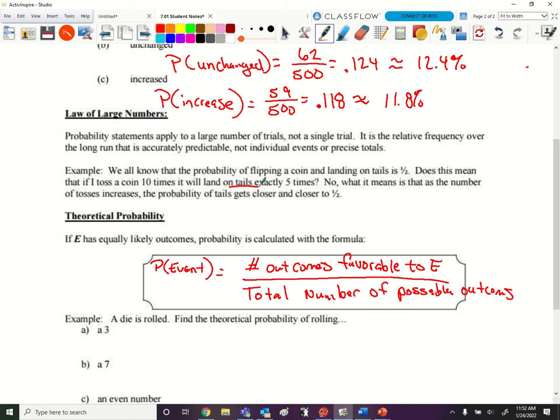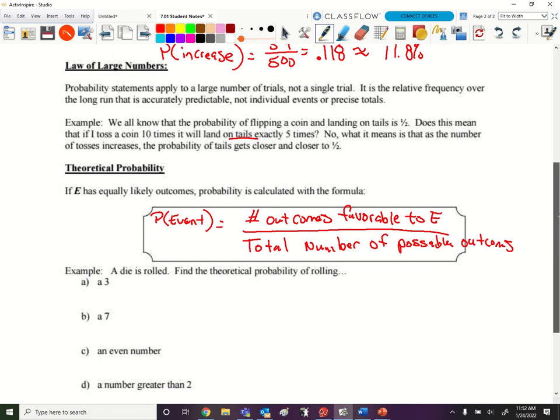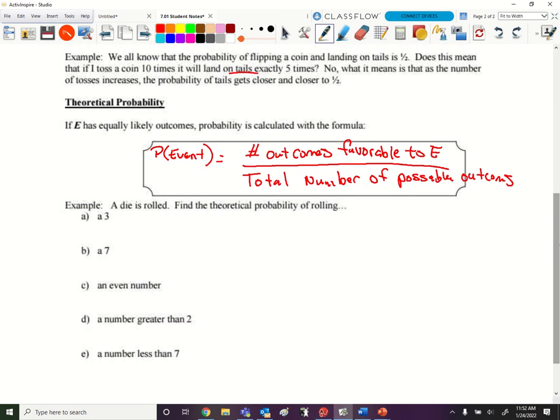And this example will actually make a little bit more sense when we go through these next things. So, a die is rolled. Find the theoretical probability of rolling the number 3. A die is a dice and has 6 sides. And we're not playing Dungeons and Dragons. We're not dealing with a weird 20-sided dice. But if you want to play Dungeons and Dragons, then yes, we'll talk about that later.